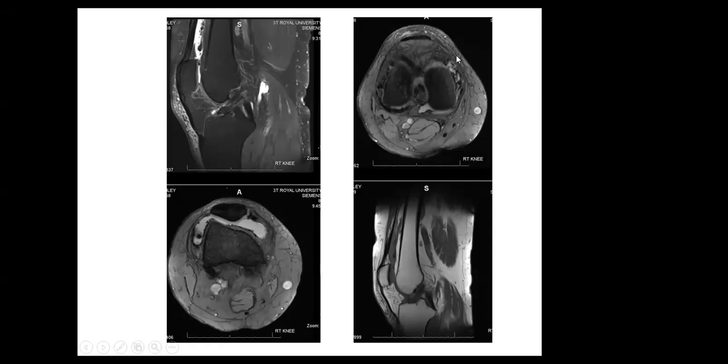Okay. So there's only one diagnosis for this patient. What do you think, if you want to choose one diagnosis for this patient? The one diagnosis is pigmented villonodular synovitis. Okay, so what do we normally see on the gradient echo in a patient with PVNS? What do we call this appearance?